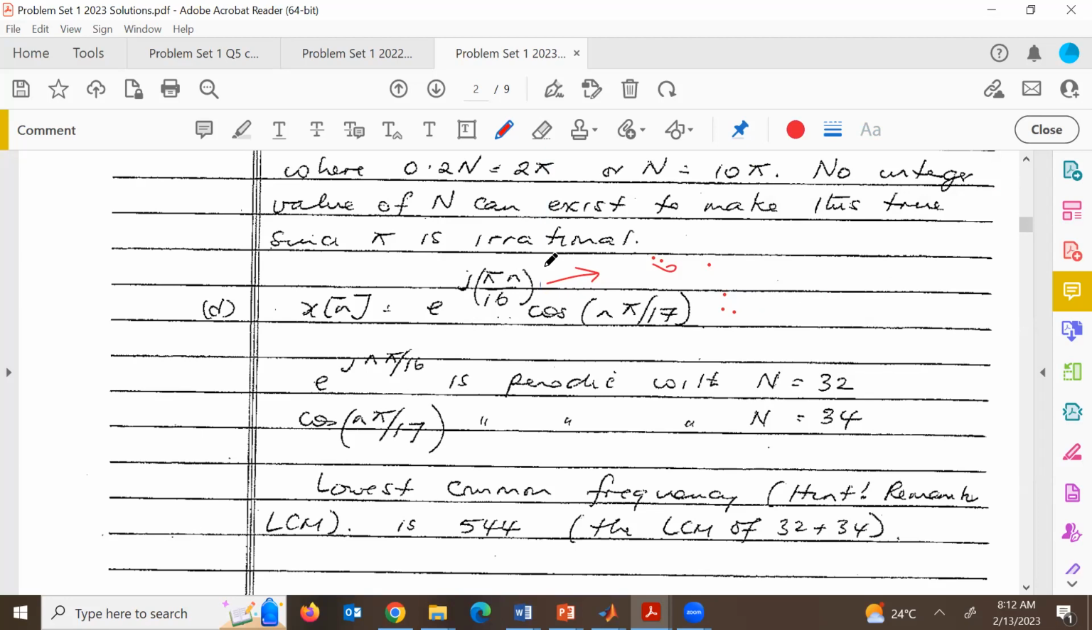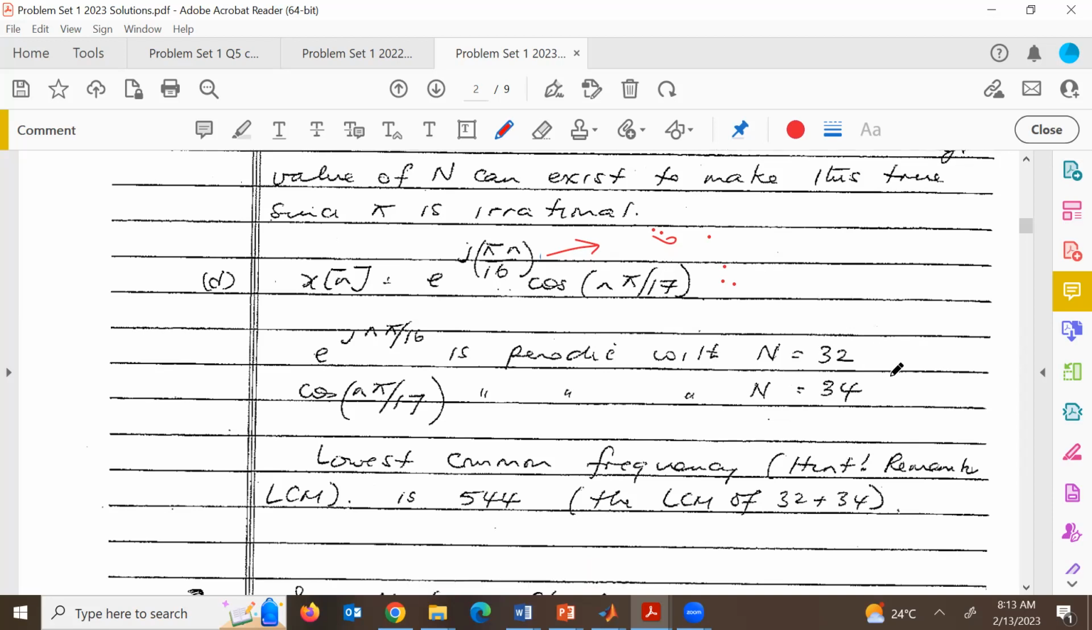And remember, the j is just a phase angle, right? So it's a cosine plus a sine that is off by 90 degrees plus another cosine. The cosine part of this will repeat after 32 samples from what we did before. The sine part will also repeat after 32 samples. And the cosine part here will repeat after 34 samples.